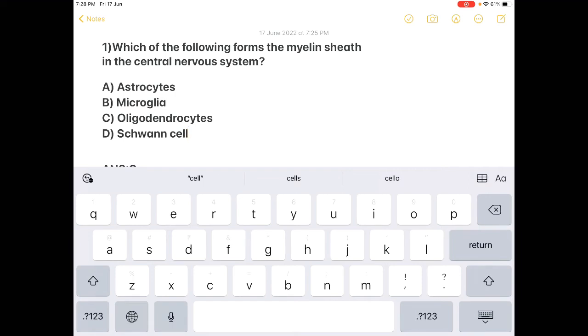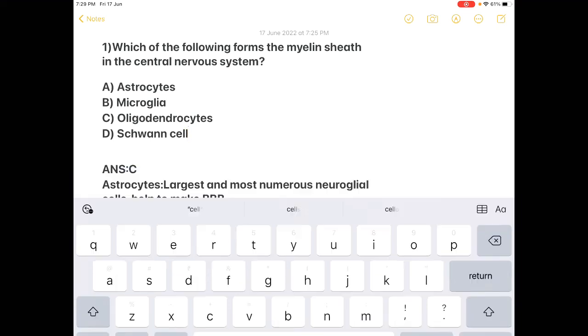Kindly note, the myelin sheath which forms in the central nervous system is formed by oligodendrocytes. That is the correct answer, C. Whereas the myelin sheath in the PNS, or peripheral nervous system, is formed by the Schwann cells. So two different kinds of cells form the myelin sheath. We'll be discussing in brief about each of these cells.